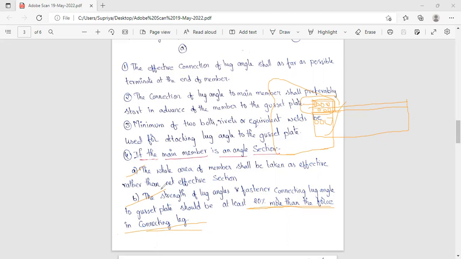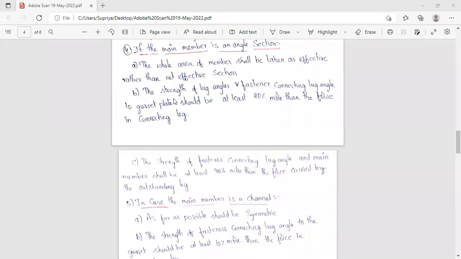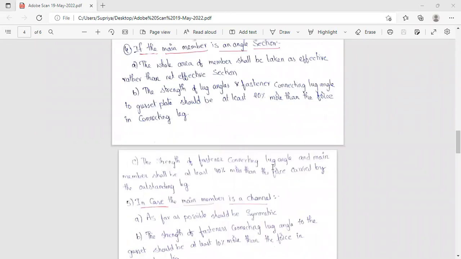Okay, and the next point is that the strength of the fasteners connecting the lug angle and the main member shall be at least 40% more than the force carried by the outstanding leg. While connecting the lug angle and the gusset plate, for that connection we have to consider 20% more. But while connecting the lug angle and the main member, we have to consider 40% more than the force carried by the outstanding leg.